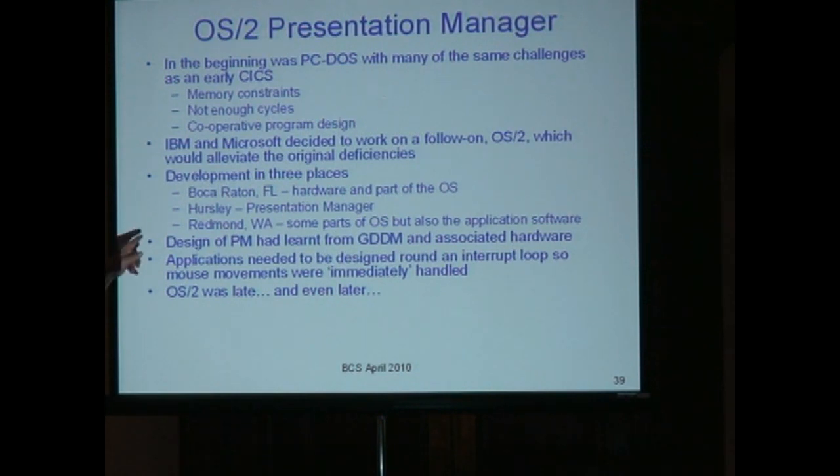So Boca had the hardware and part of the operating system. Hursley had the presentation manager, the top layer, which did all the talking to tubes, but also was the dispatcher, because that was the only way you could really tie in interrupts from mice and things like that into the whole system. You had to reverse your idea so that your interrupt loop was at the top, in other words, rather than at the bottom. And so that's what happened, and so off we went.